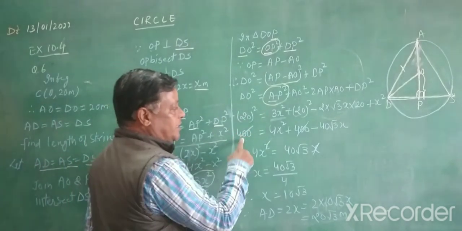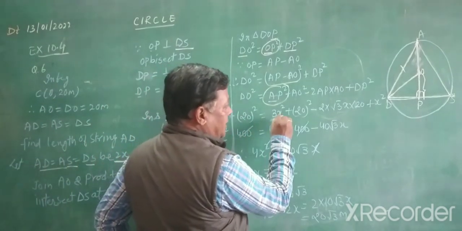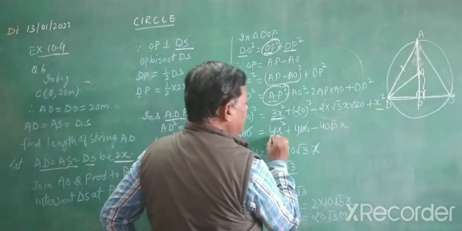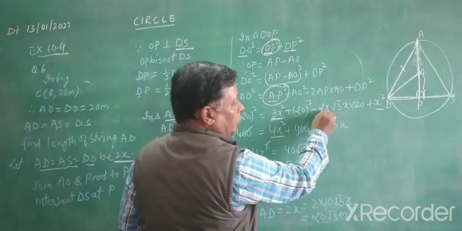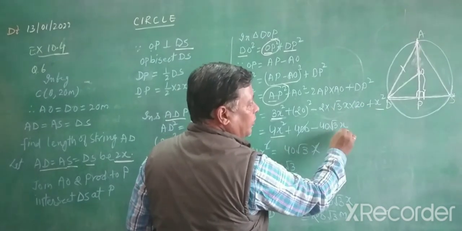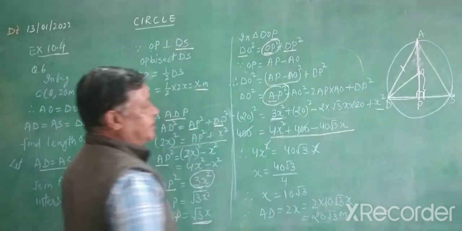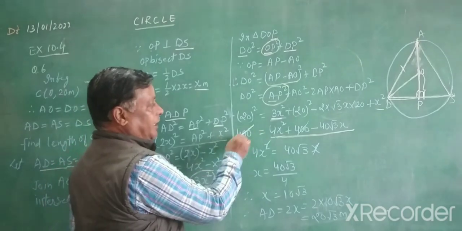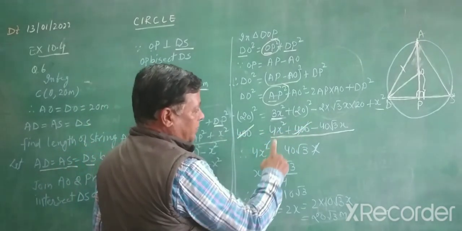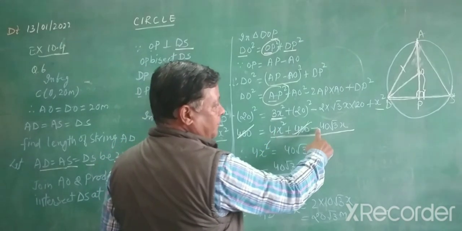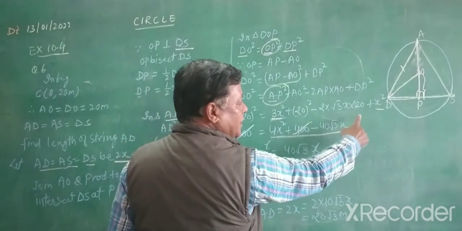This 20 square is 400. This 3x square and this x square turn into 4x square. This 20 square again 400. 2 multiplied by 20 becomes 40 root 3 x. Okay, so we will get this equation. So this 400 and this 400 we can cancel. So we have the equation 4x square minus 40 root 3 x equals 0.